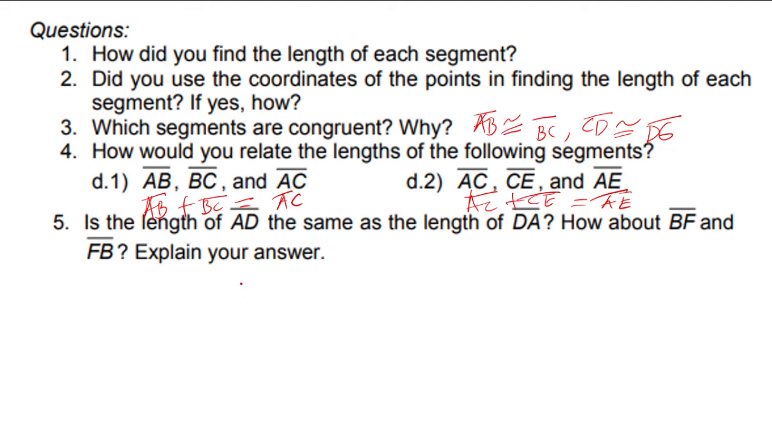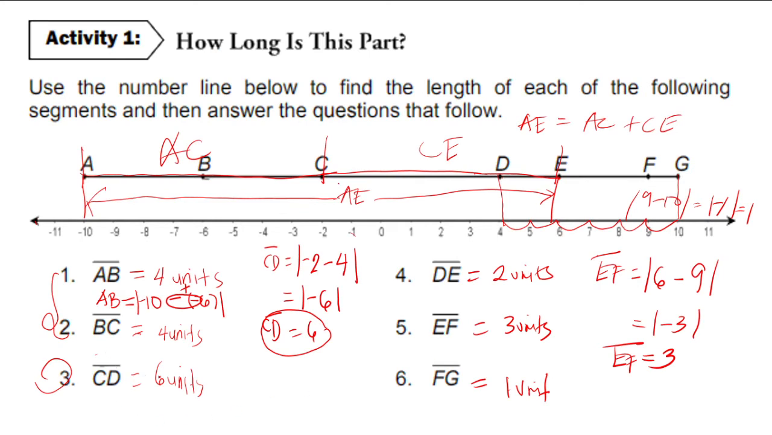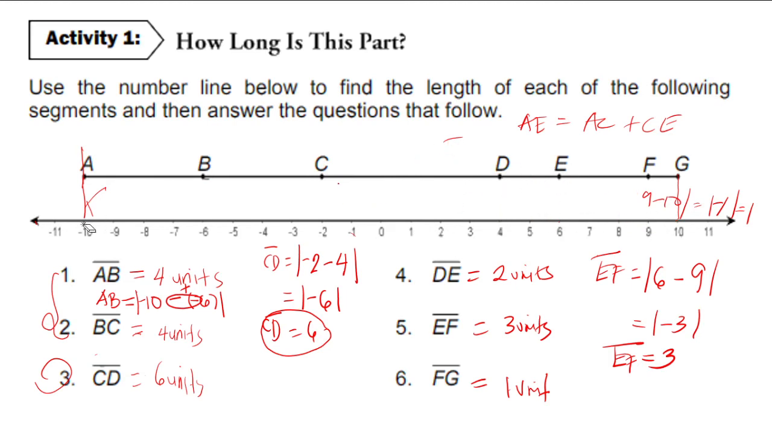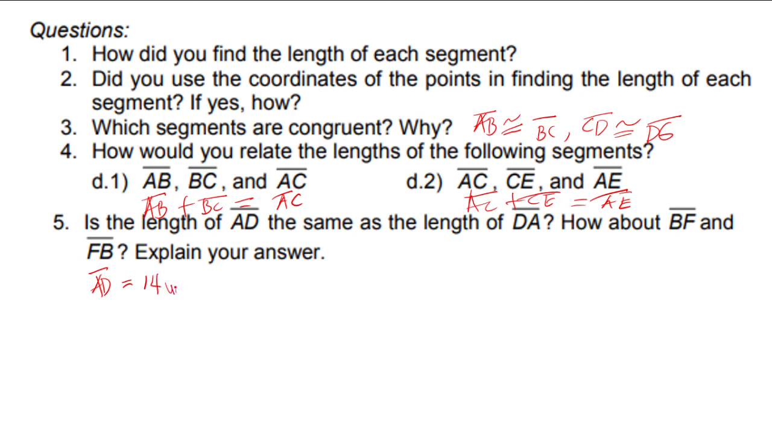Next. Is the length of AD the same as the length of DA? How about BF and FB? Explain your answer. So hanapin muna pala natin yung AD. So AD, burahin muna natin ito. Okay, AD. So from negative 10 to positive 4. By counting, 1, 2, 3, 4, 5, 6, 7, 8, 9, 10, 11, 12, 13, 14. So, by counting, AD is 14 units long. Correct?